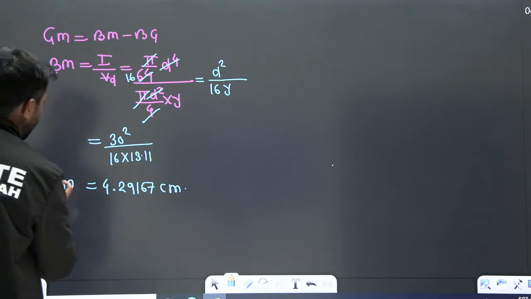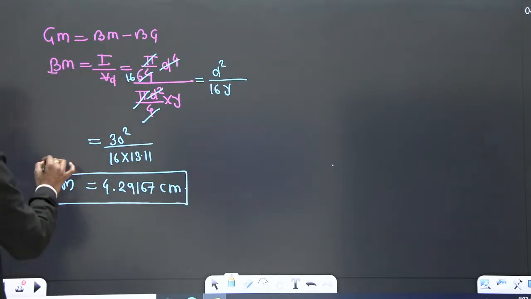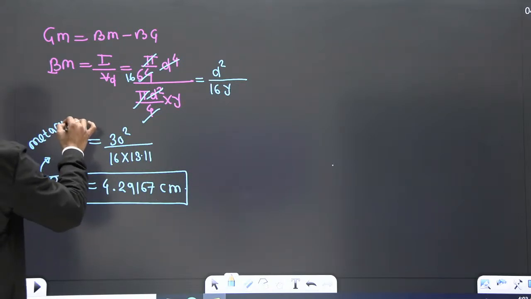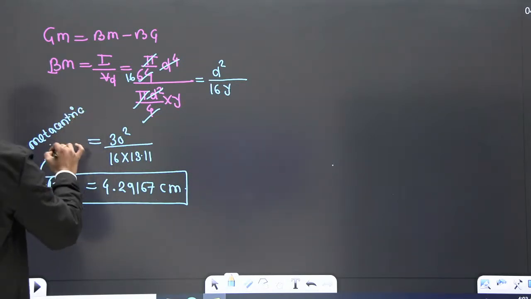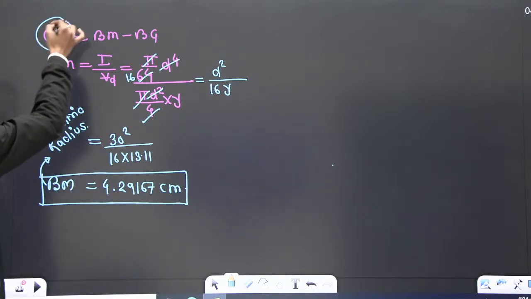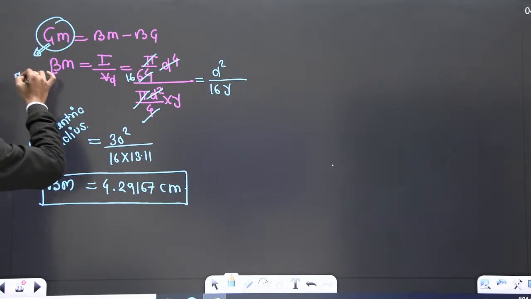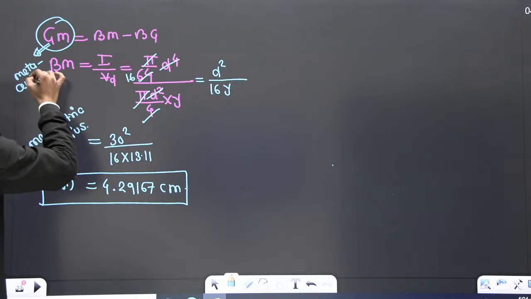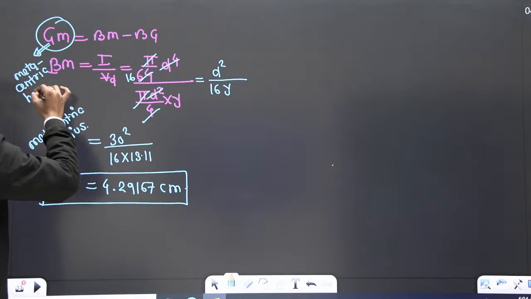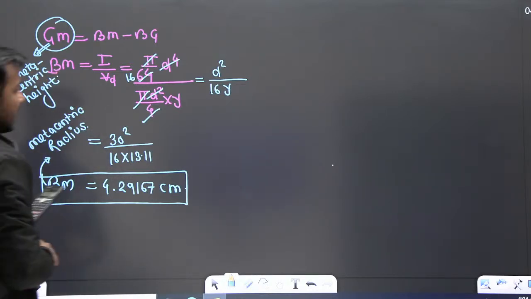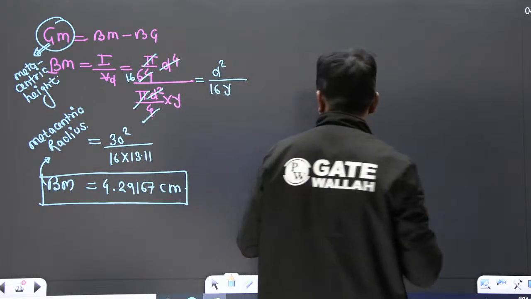BM is also called the metacentric radius. And GM we call the metacentric height. This is our metacentric height and this is the metacentric radius.